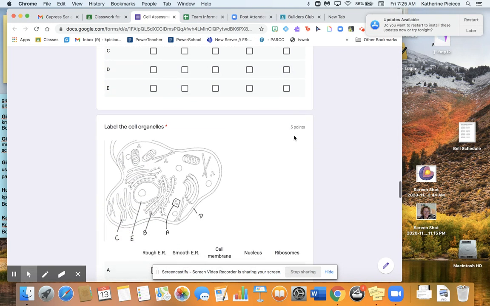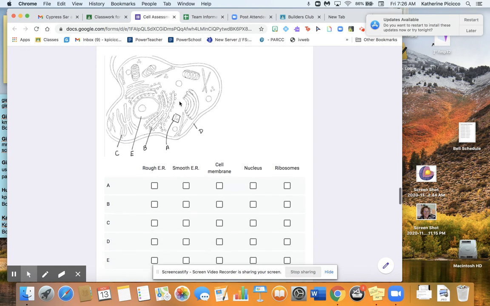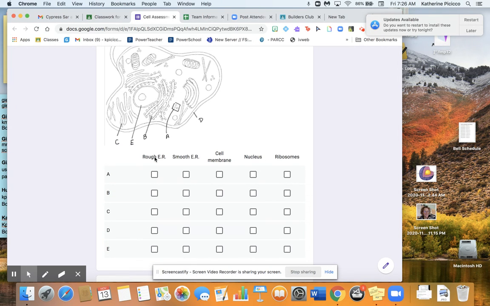Okay, the next question is the same thing. We're going to look at the shape of the cell, identify what kind of cell it is. Now we're going to look for a couple things. Can you find the rough ER, the smooth ER, the cell membrane, the nucleus, and the ribosome? So for example, if you think A is the nucleus, then you're going to click in A nucleus. If you thought C was the nucleus, you would click in C nucleus, okay? Check your answers when you're done, and there should only be one check per column.